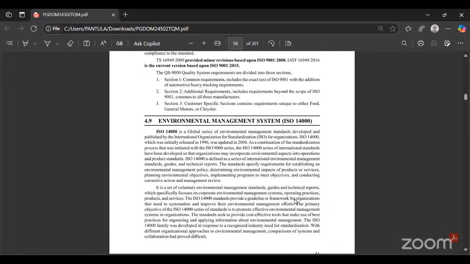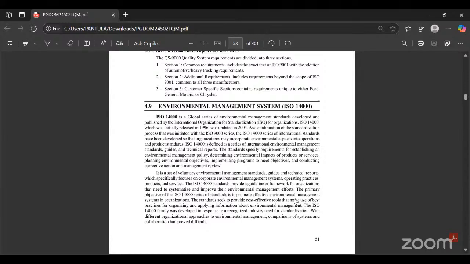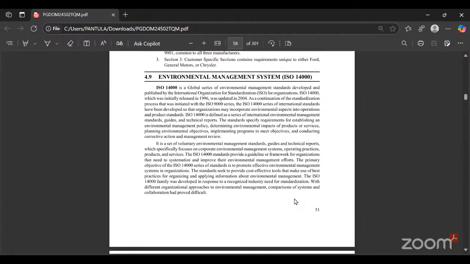Environment management system, EMS, is ISO 14000, a global series of environment management system standards developed and published by the International Organization for Standardization. ISO 14000 was initially released in 1996 and updated in 2004, a continuation of the standardization process initiated with the ISO 9000 series. International standards have been developed that organizations may incorporate for environment aspects, operations and product standardization. ISO 14000 defines a series of international environment management standards, guidelines, techniques, reports and specification requirements for establishing an environment management policy. It is a set of voluntary organization management standards.